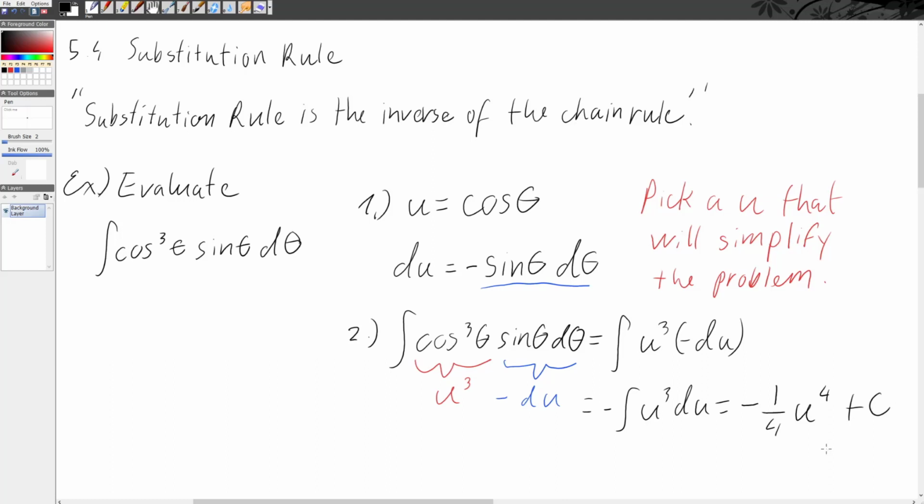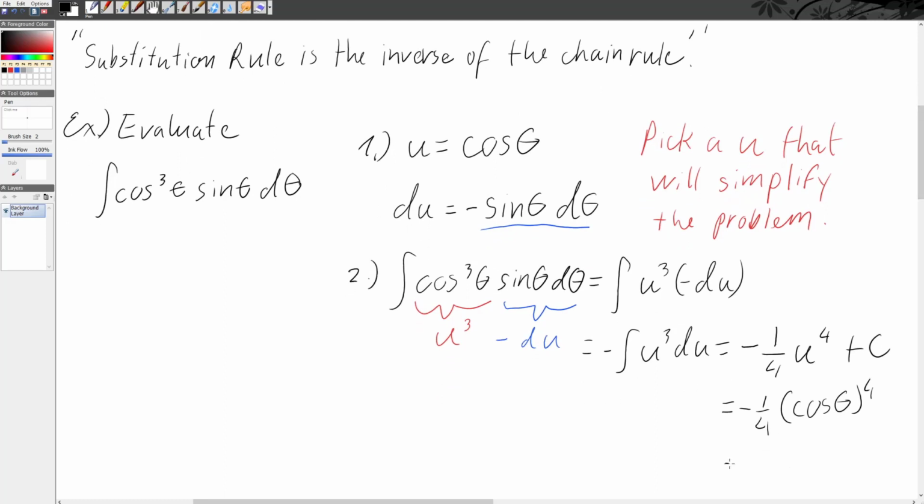Now, one last thing that you want to remember is that they are asking to evaluate this with respect to theta, not with respect to u. Meaning, you have to substitute back what you put in for u in the first place. In this case, it's going to be cosine of theta raised to the 4. Meaning negative 1/4 cosine to the 4 theta, plus C.